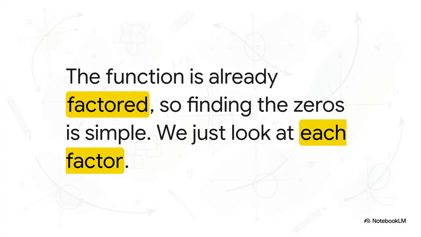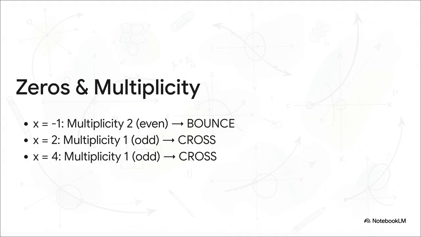Next up, let's get those zeros and their multiplicities. Since this function is already factored for us, which is awesome by the way, that's half the work. All we have to do is look at each piece and figure out what value of x would make it 0. Okay, so we get zeros at x equals -1, +2, and +4.